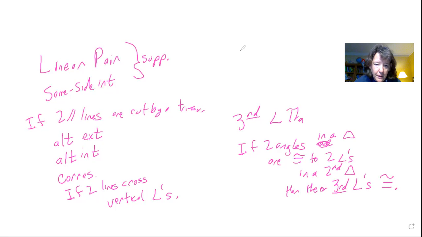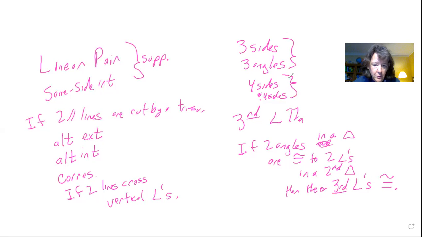And just a reminder, every triangle has three sides and three angles. Every quadrilateral has four sides and four angles. And two polygons, whether they're triangles or quadrilaterals or even pentagons or hexagons, if all the corresponding angles are congruent and all the sides are congruent, then the two polygons are congruent. And congruent means same size, same shape.